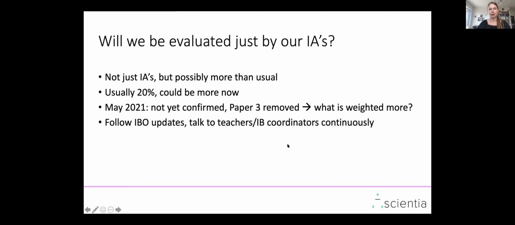And then lastly, Rachel already kind of talked about this, but we're not sure if you're definitely not going to be just evaluated by your IAs, but it's not yet confirmed whether the IA is weighted more.